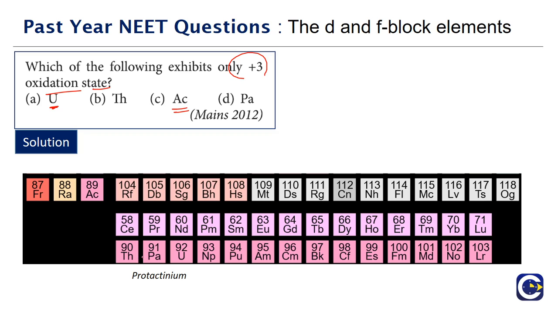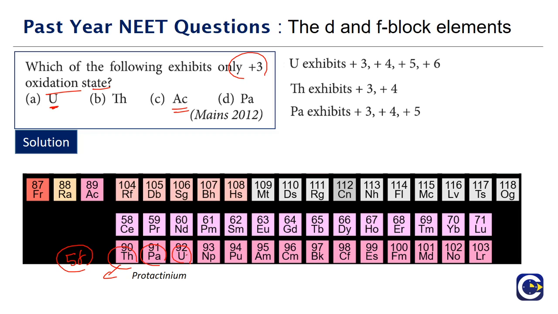So if you look at these elements, thorium, protactinium and uranium, these are all the actinoids. So we have the 5f series, and these elements, uranium or thorium or protactinium, the 5f series, in fact the 4f series also, will be having variable oxidation states. Like uranium can exhibit +3, +4, +5 and +6. Thorium can exhibit +3 and +4. Protactinium can exhibit +3, +4, +5. So we'll see that +3 is a little bit more common among these 5f series elements.